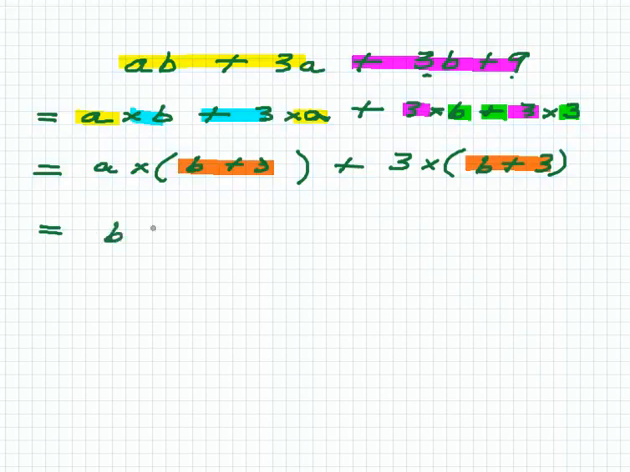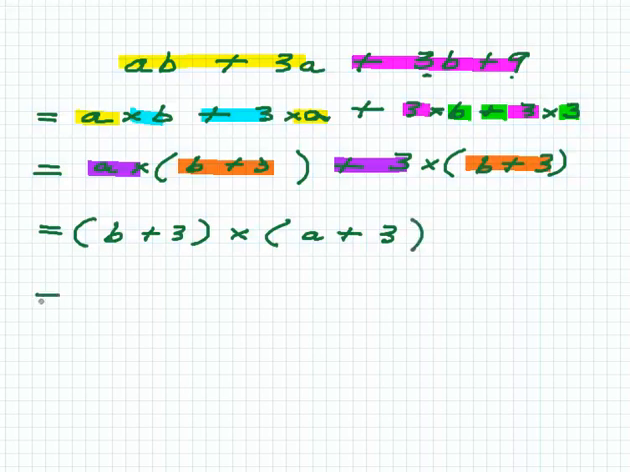So let's write that outside. And what are we left with? Pen's playing up a little bit. Let's get this color. What are we left with? We're left with A plus 3. So we've taken the B plus 3 outside and we write A plus 3, and that's the final answer, fully factorised.